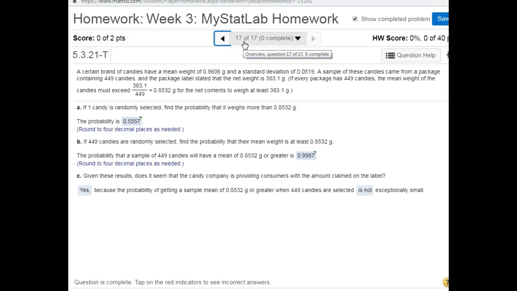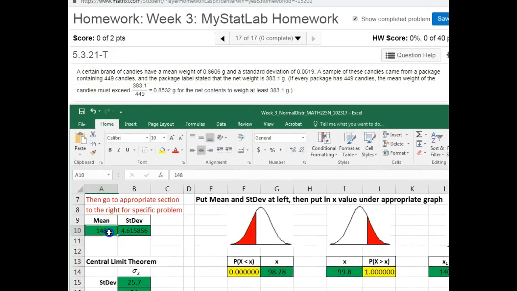And finally, looking at 17 here, this is kind of a quality control situation. We have candies. We know for the population, their mean weight, their standard deviation. And so that's what we're going to use for part A here. If one candy is selected at random, let's find the probability that it weighs more than a certain amount. So let's type in the mean for our population and the standard deviation for our population.